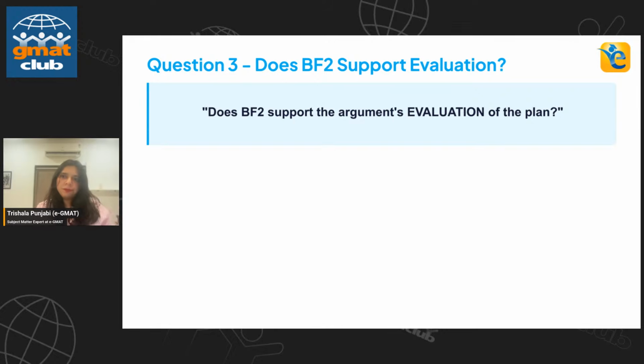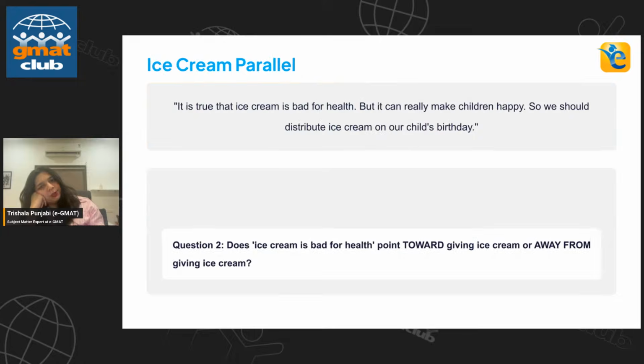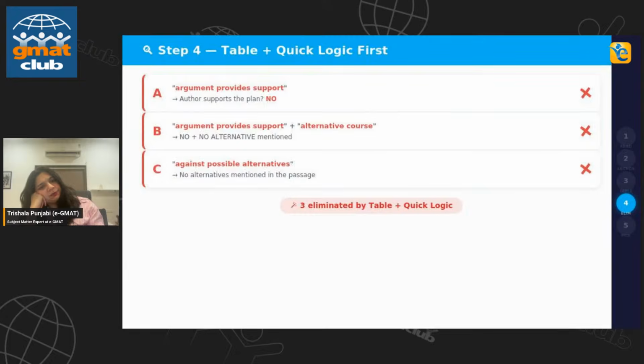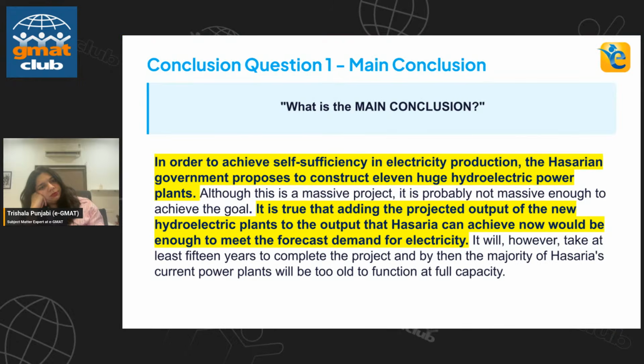Tell me, does it support the argument's evaluation of the plan? I will show you the argument again. Does it support the argument's evaluation of the plan? Ten more seconds.